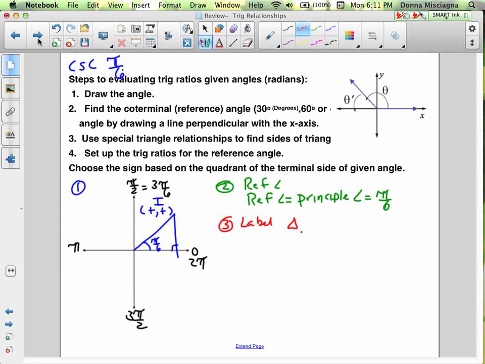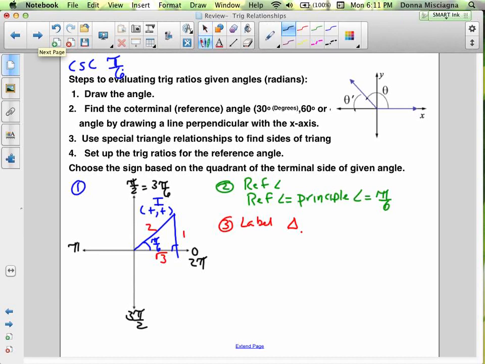All right, so let's label our triangle. Opposite pi/6 is 1. The other leg is the square root of 3, and the hypotenuse is 2. They're all positive, so we're done with that. That was labeling the triangle.